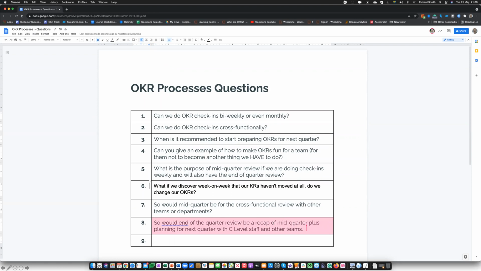Will the end of quarter review be a recap of mid-quarter plus planning for the next? Yeah, it might be that at mid-quarter you've learned certain things. By the end of the quarter, you've got those lessons learned and maybe some more, or things have developed further. It's to make sure you've really got the whole picture, and you're taking that whole picture into consideration when you develop that next quarter.